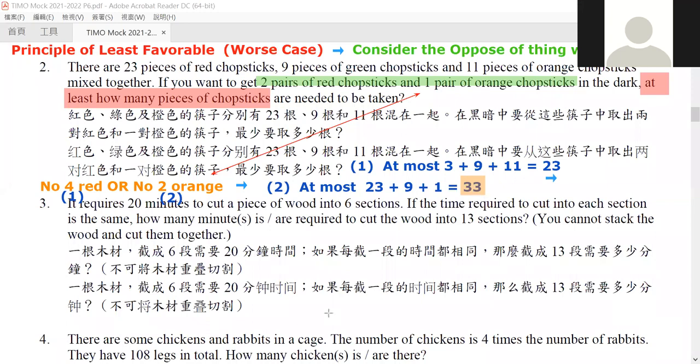Now, some of you have said that the 2 orange is for a pair of orange, yes. But notice that in here, all we need to do is talk about how it will satisfy these conditions. But this condition is the direct opposite of what we want, okay? So it would be at most 33.